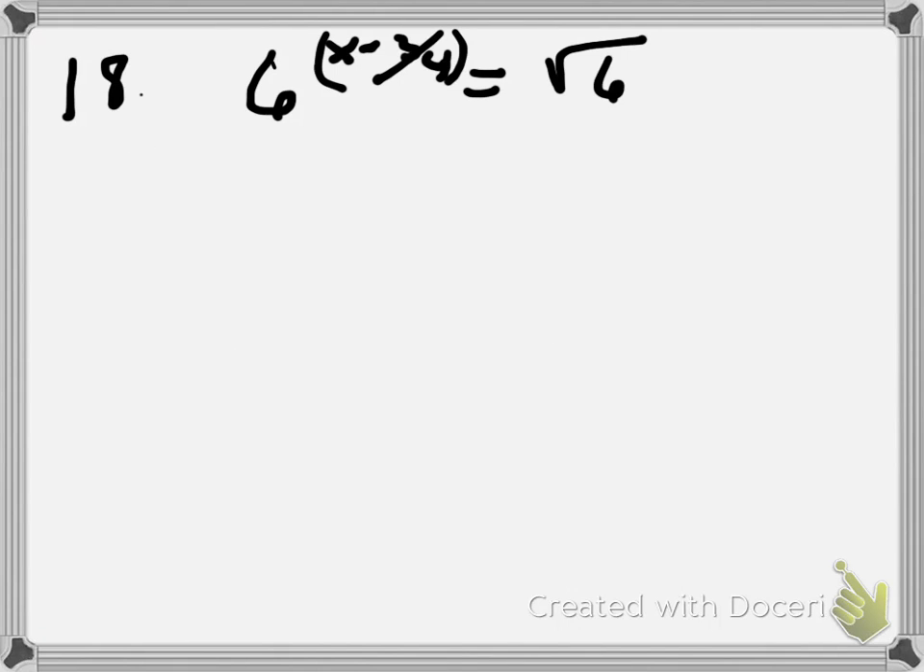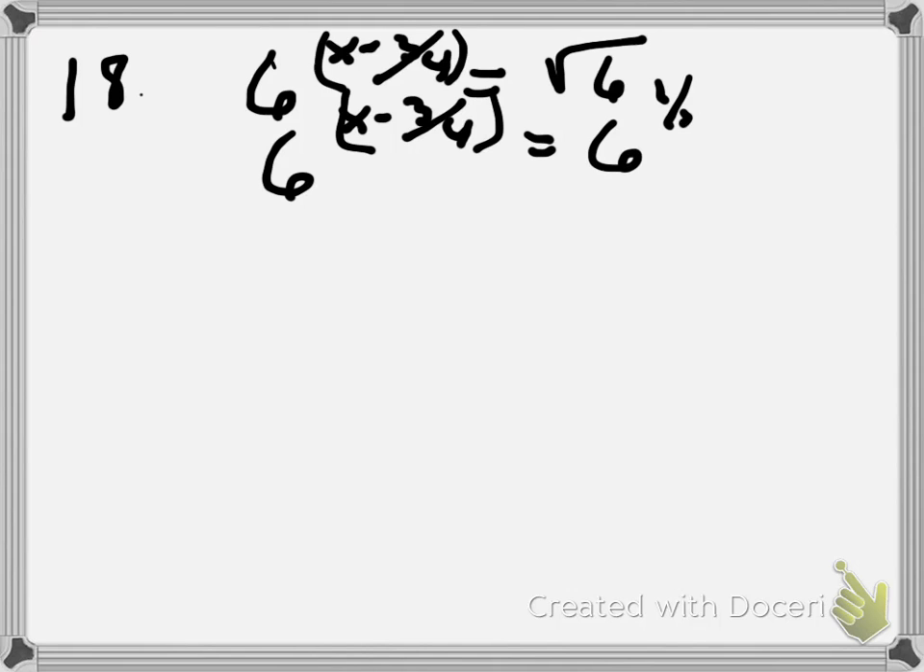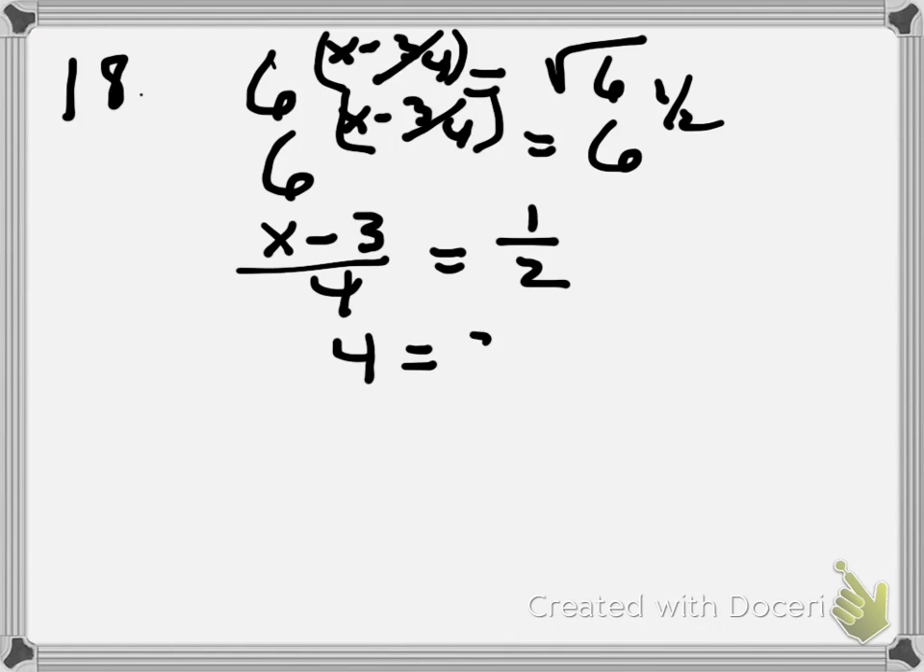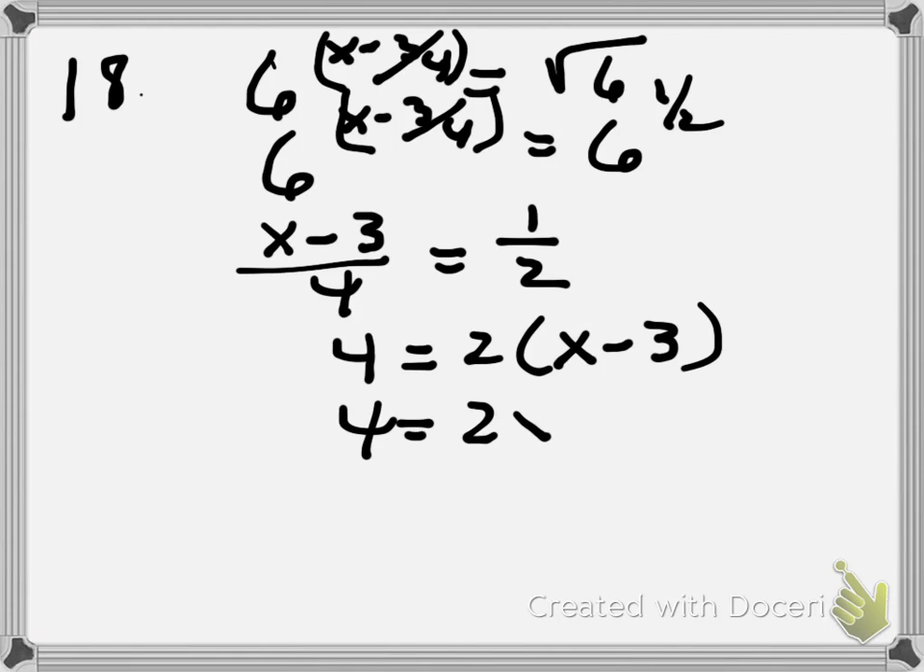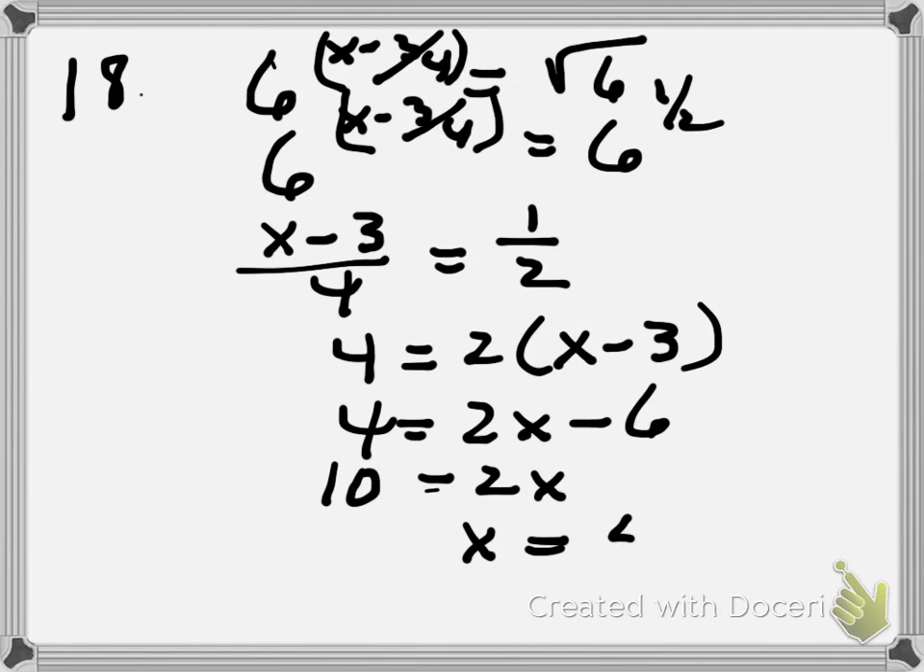So we're going to take 6 to the x minus 3 over 4 power, and write the square root of 6 as 6 to the 1/2 power. So x minus 3 over 4 is equal to 1/2. Cross multiply. 4 is equal to 2 times x minus 3. 4 is equal to 2x minus 6. So 10 is equal to 2x. x is equal to 5.